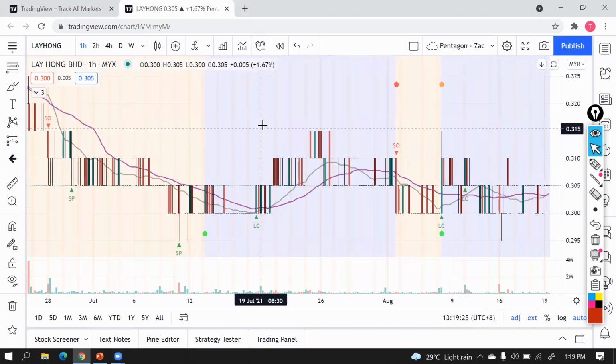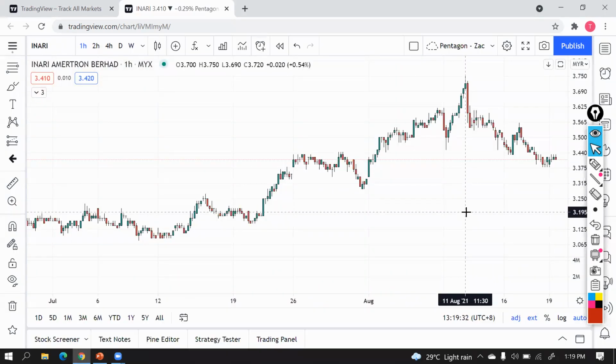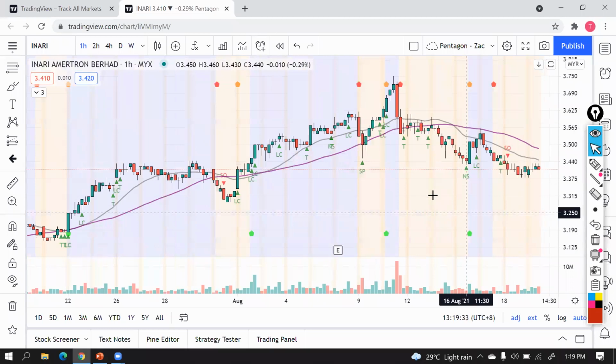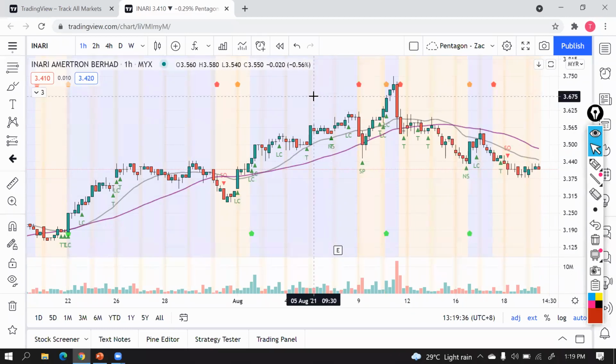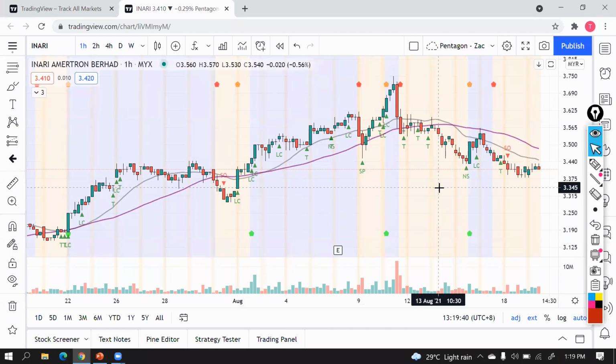My chart currently has the yellow color highlights. Let me go to Inari, because the chart comes with more volume, so you can see better. If you realize, my chart currently comes with these yellow highlighted columns. So these are the extended hours.